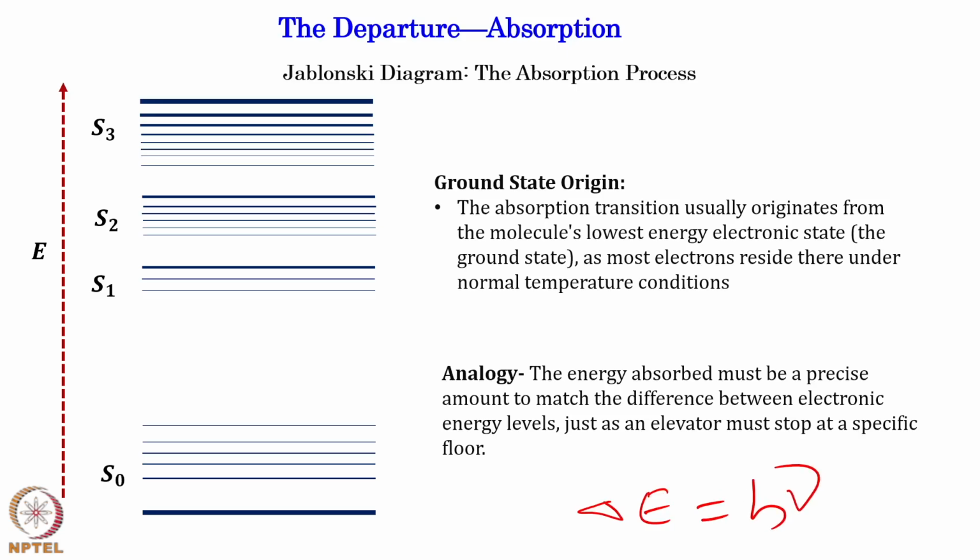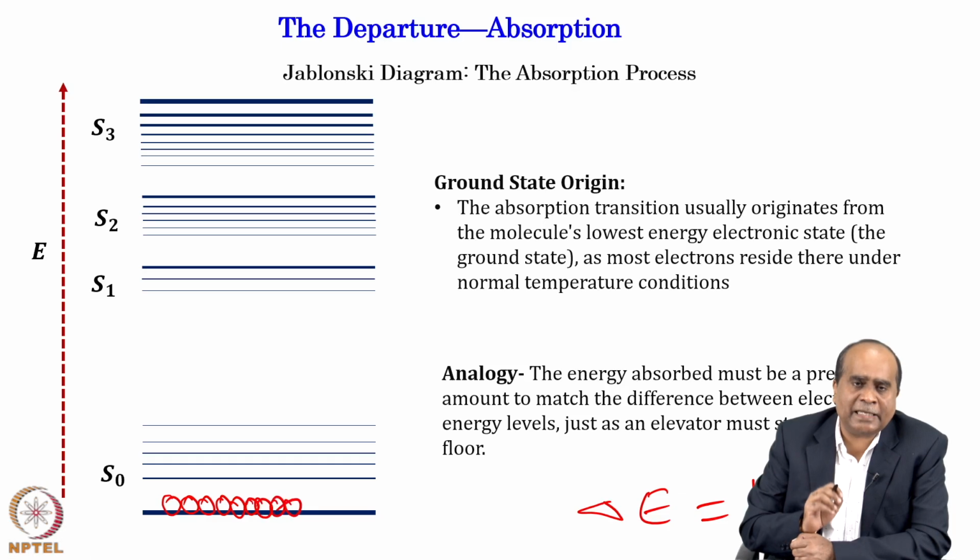The absorption transition usually originates from the molecule's lowest energy electronic state, that is the ground state, as most electrons reside there under normal temperature. What we are saying is, if there is no thermal fluctuation, most of the particles are here in the ground state in the case of electronic spectra.